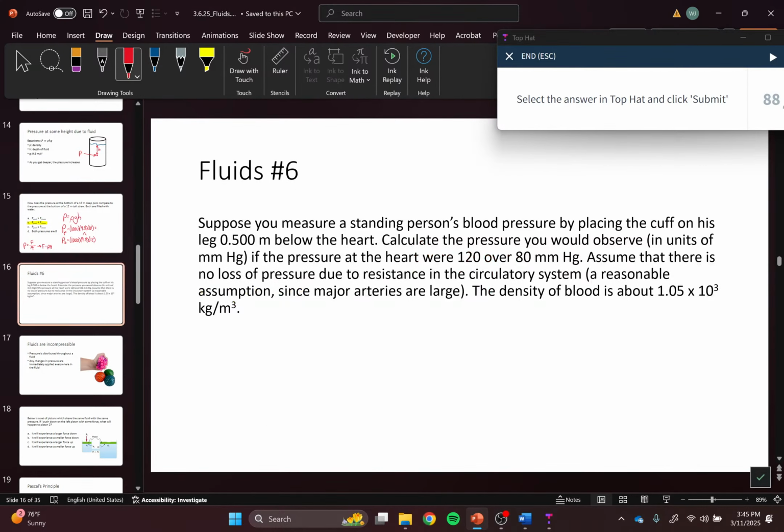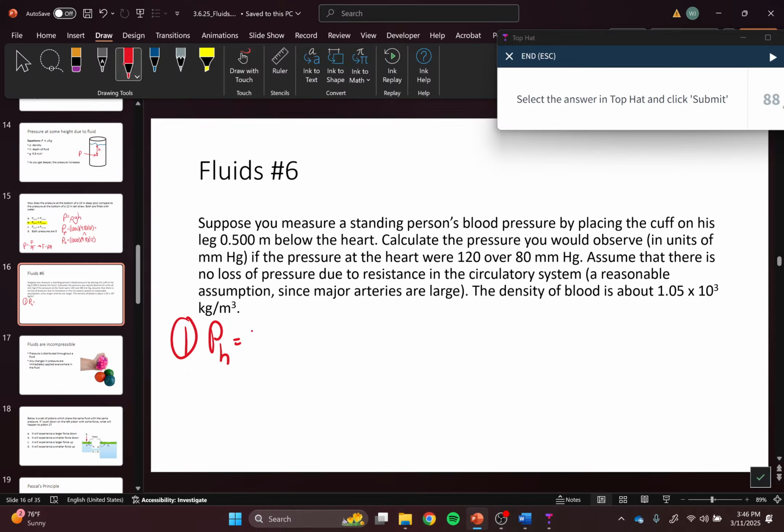So, this problem says, suppose you measure a person's blood pressure by placing the cuff 0.5 meters below the heart. If you observed at the heart 120 over 80, which I don't like this notation, but I get why. This 120 over 80 is not 120 divided by 80. Mathematically, that's what this says, but that's not what it means. It means pressure, and I'm sure most of you know this.